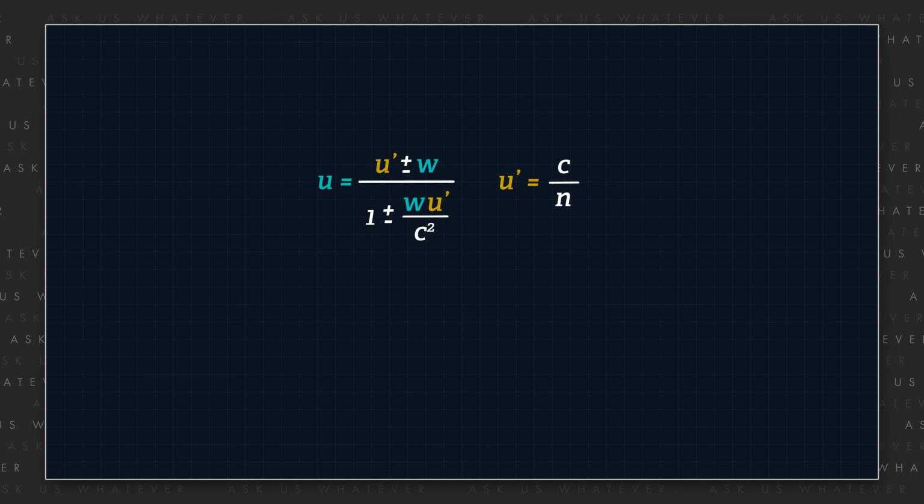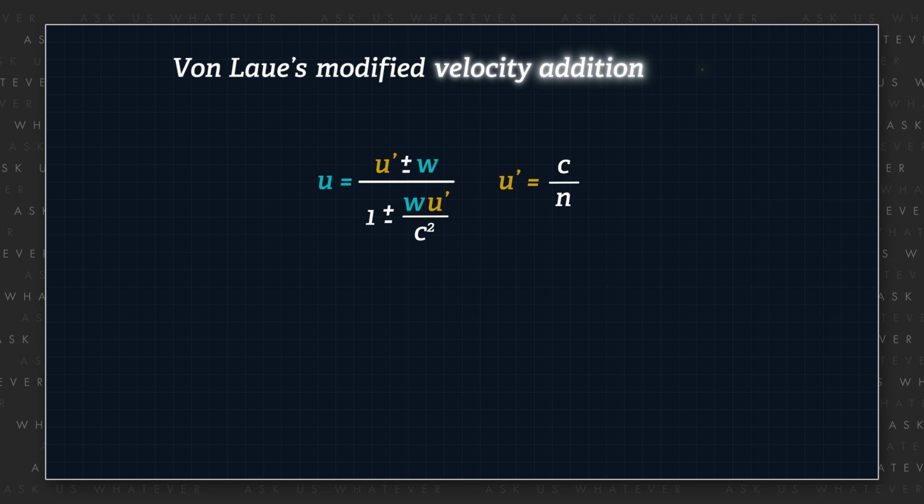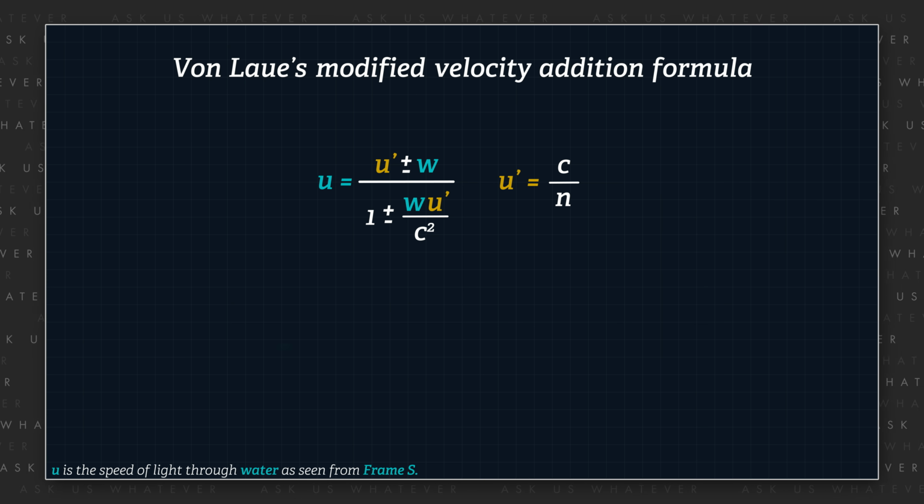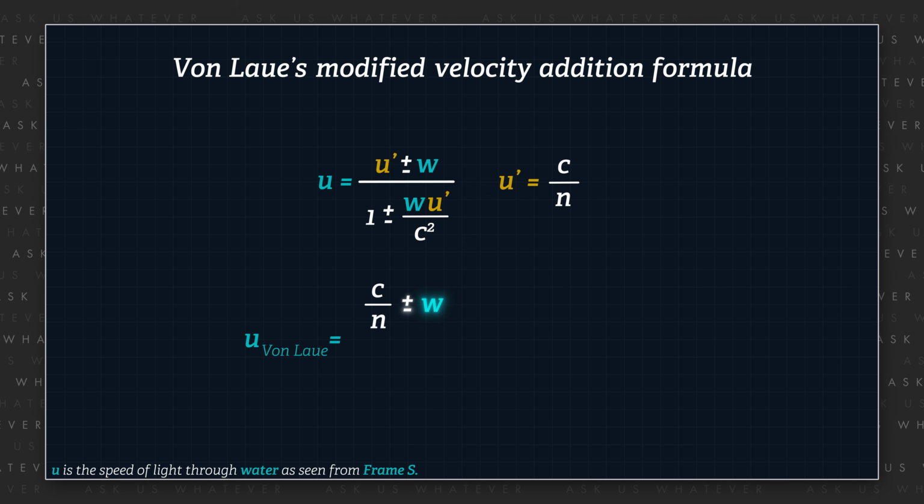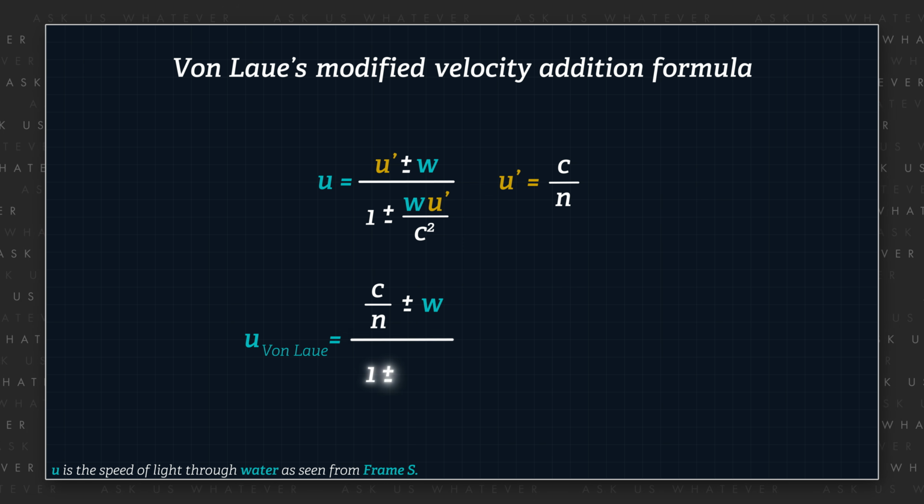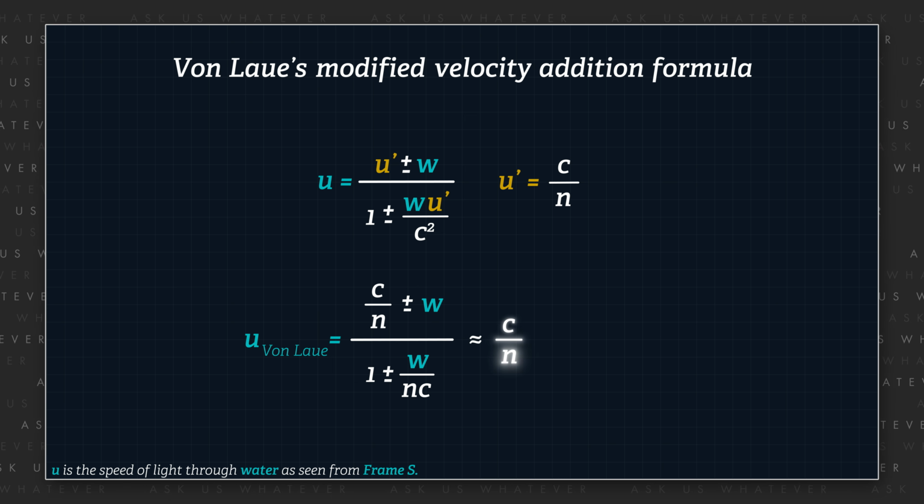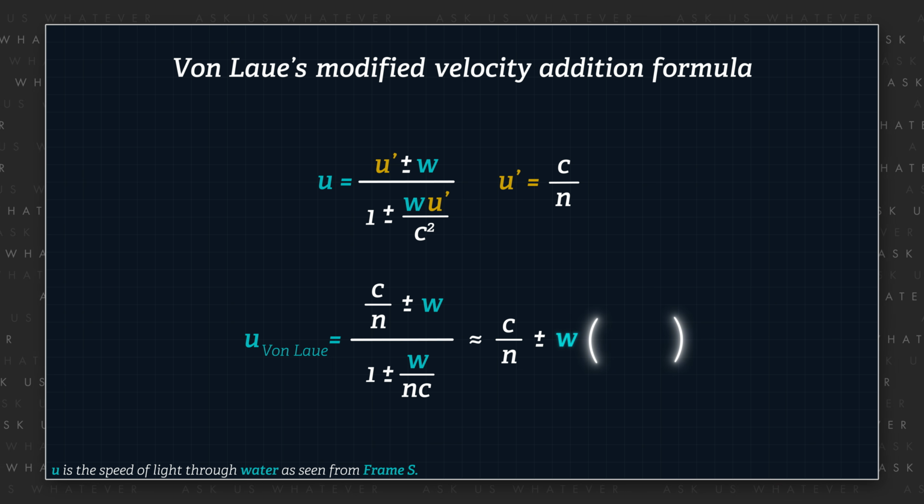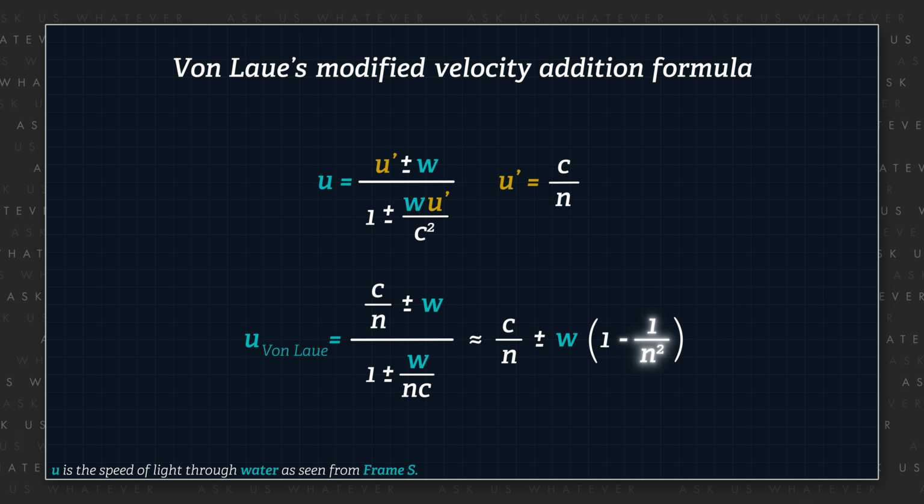His logic resulted in a modified velocity addition formula, predicting that speed u, the speed of light through water as measured in the laboratory frame S, would be equal to c divided by n plus or minus w, all divided by 1 plus or minus w over n times c, which to the first order approximation is c divided by n plus or minus the speed of the water medium w times the quantity 1 minus 1 over n squared.